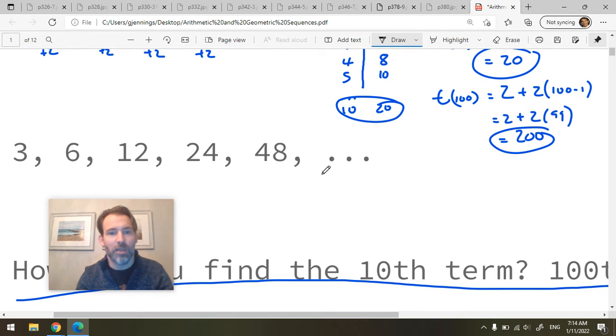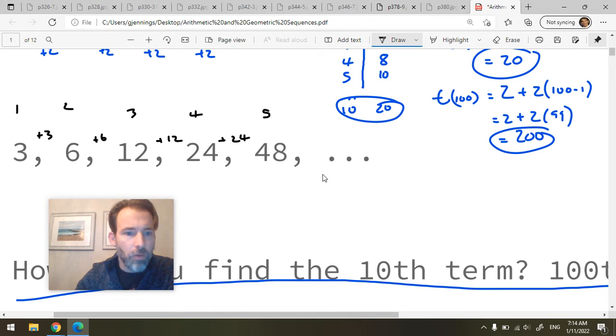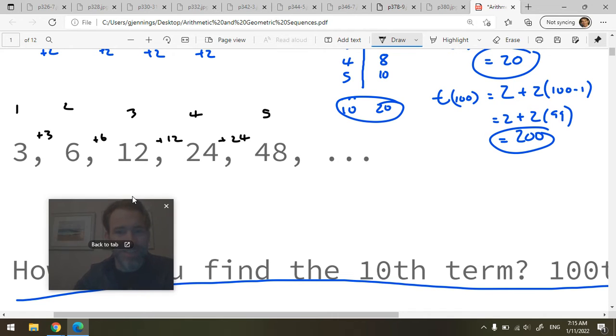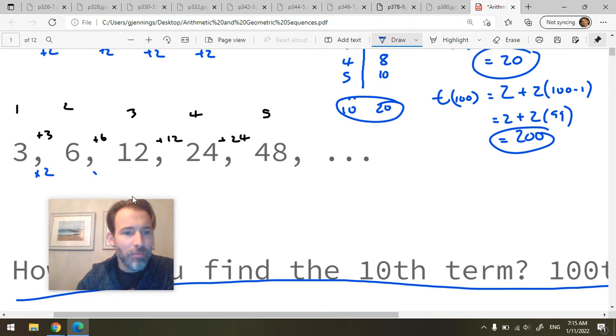So if you're looking at this one, maybe you noticed, oh, here we added 3. Okay, so let's number our terms first, second, third, fourth, fifth. We could write a table, but we're not going to. Okay, we added 3, but then we added 6, but then we added 12, but then we added 24. What's happening there? Well, multiplying is the simplest way to look at this. Okay, so here we multiply by 2, multiply by 2, multiply by 2, multiply by 2. Oh, we multiply by 2 multiple times.